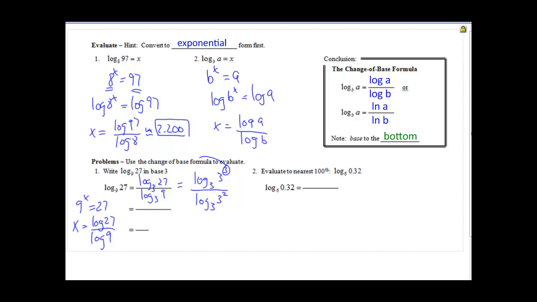If you remember, the exponents come out. Log base 3 of 3 is equal to 1. So your answer is 3/2.